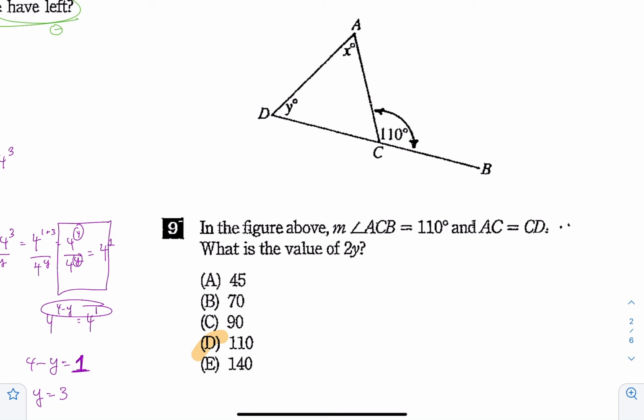Next, for number 9, in the figure above, the measure of angle ABC is 110 degrees, and AC is equal to CD. What's the value of 2y? So the first thing to do is to figure out that here you have an isosceles triangle because AC is equal to CD, which means that the opposite angles, x and y, have to be equal. So in an isosceles triangle, the two base angles are equal. And the two base angles here are x and y.